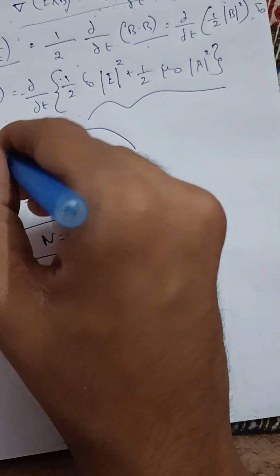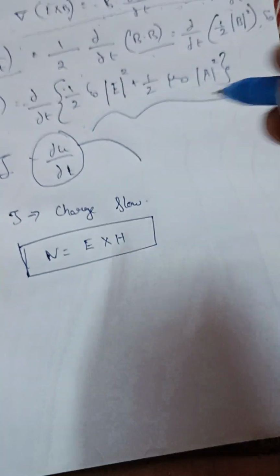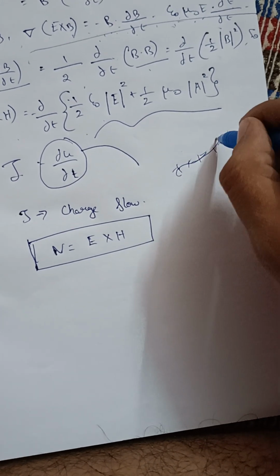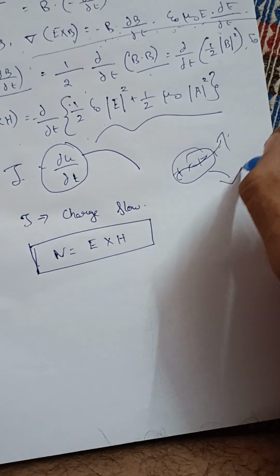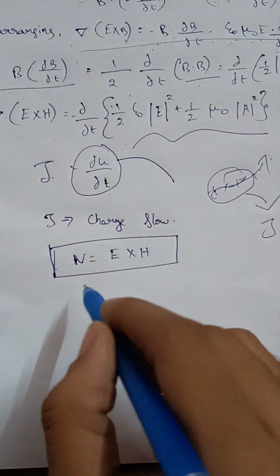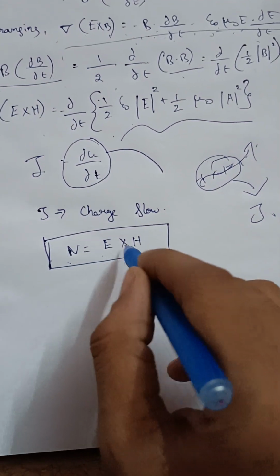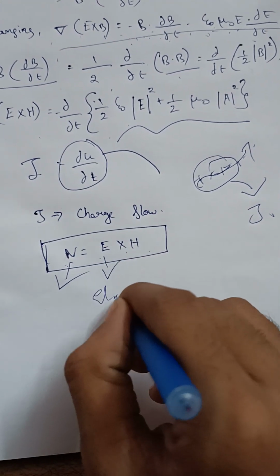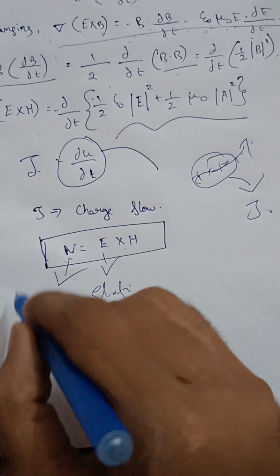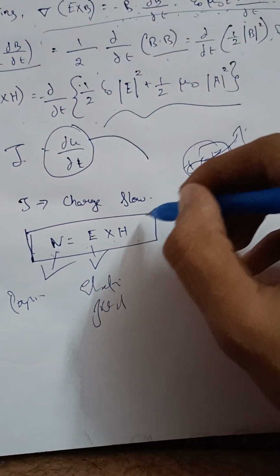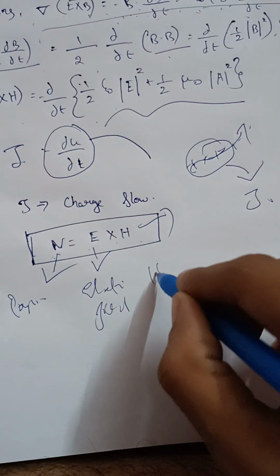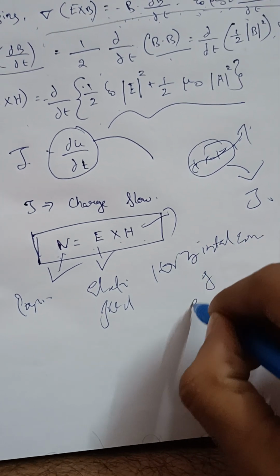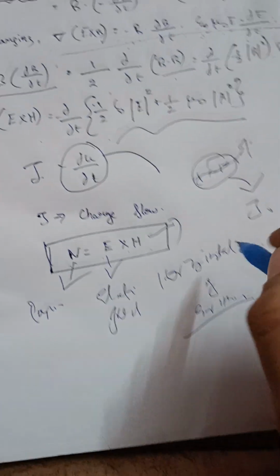Here we put J, which is represented as the charge flow. The charge will flow in this direction, and this is represented as J. So we will get the final equation as N is equal to E cross H. N, we know, is the Poynting vector, and E is the electric field. And H, what is H? It is the horizontal component of the earth's field.